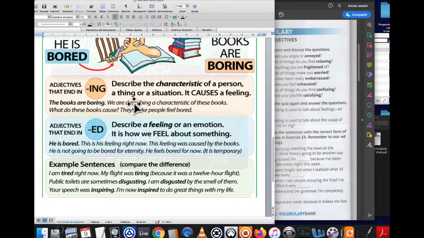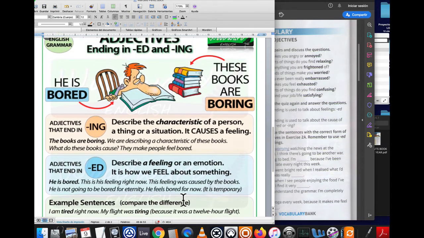Yes? For example, compare these differences. I am tired now. My flight was tiring. Because it was a 12 hours flight, yes? Public toilets are sometimes disgusting. I am disgusted by the smell of them. Your speech was inspiring. I am now inspired to do great things with my life.